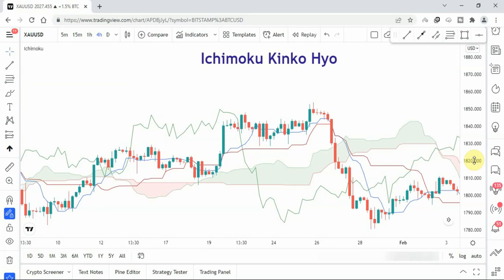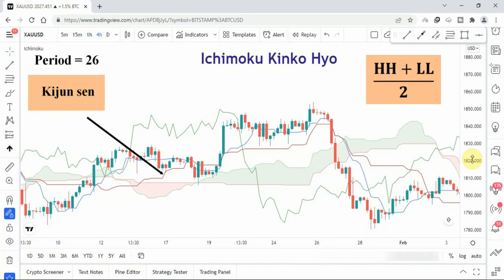Number 2. The second component is Kijun-sen with a period of 26. The calculation is the same as Tenkan-sen, just the period differs. The highest high plus lowest low divided by 2.